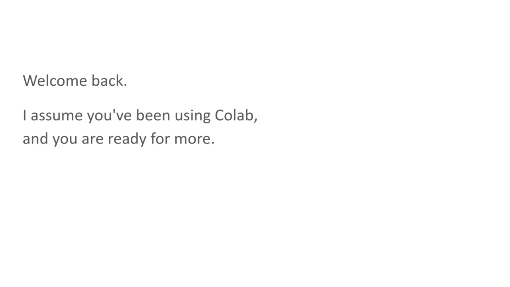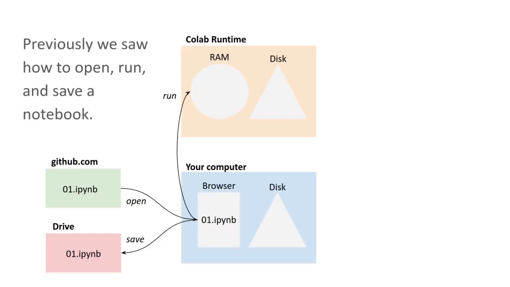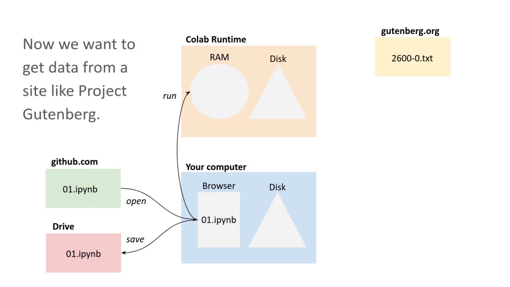Okay, welcome back. I assume you've been out using Colab for a while, and now you've come back because you want to know about these other topics. So just to review, so far we know how to open a notebook, we can run it, and we can save the notebook. The next thing you might want to do is get data that's on some web page that's out there in the web somewhere.